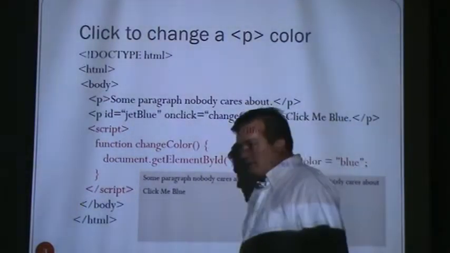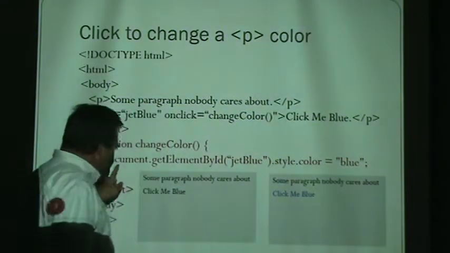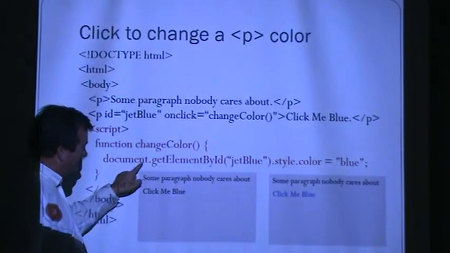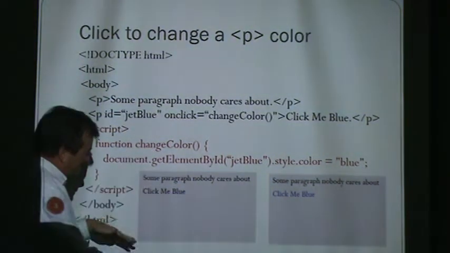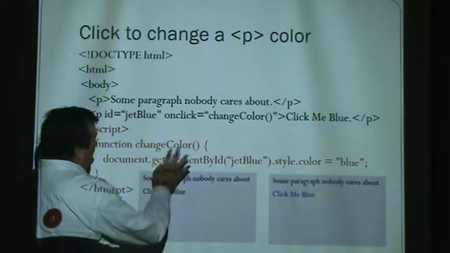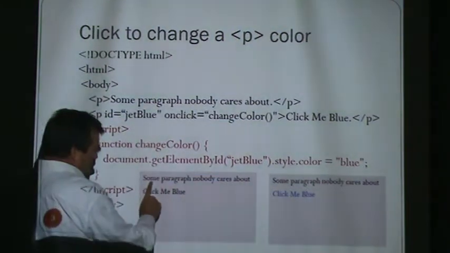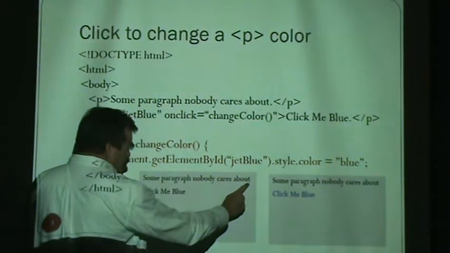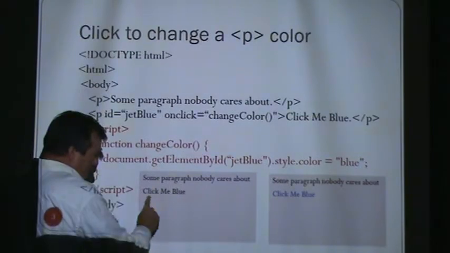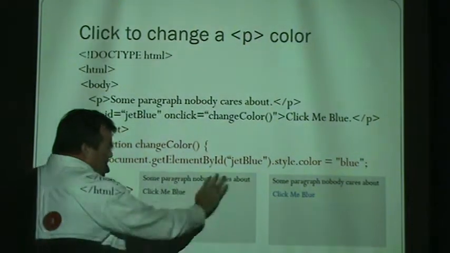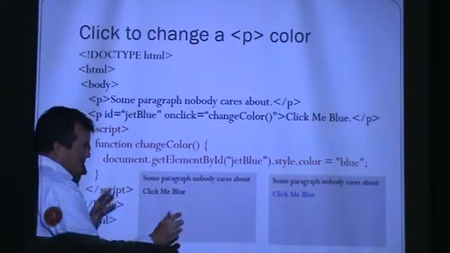And the task it's going to perform is we're going to go into the document. That's our web page. That's the document you can see. So here's our web page. It basically has two paragraphs. One says, some paragraph nobody cares about. And then another paragraph says, click me blue. They both start off appearing in black because that's the default color.